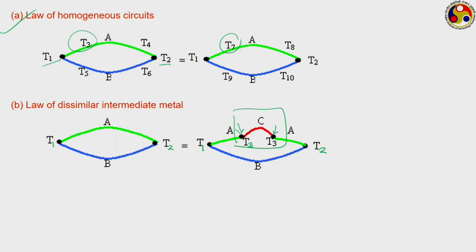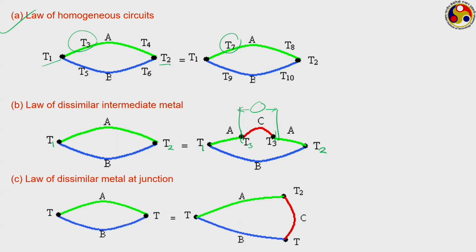Whereas in the second case, we can easily cut one portion from one of the thermocouples and incorporate a voltage measuring device, something like a voltmeter. As long as these two junctions are at the same temperature T3, then there will be no issue at all. Just an extension of the same thing, dissimilar metal at the junction.